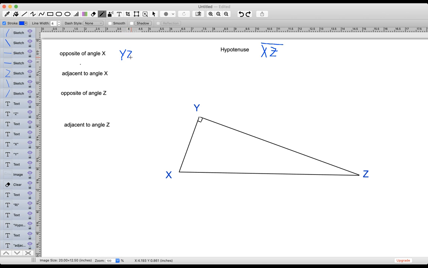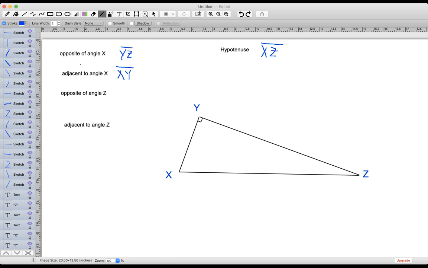But what's the adjacent side of X? The adjacent side is going to be the side that includes X that goes towards the right angle, never the other acute angle, not the hypotenuse. Again, the adjacent sides are never the hypotenuse. So I go from X to the right angle, that's XY. So the adjacent side to X is the side XY.